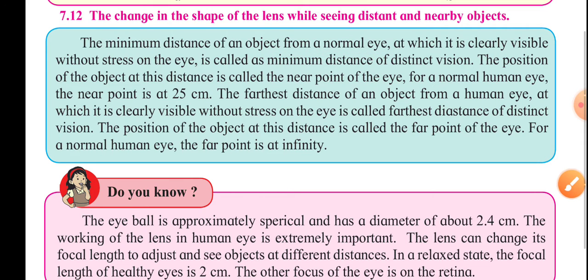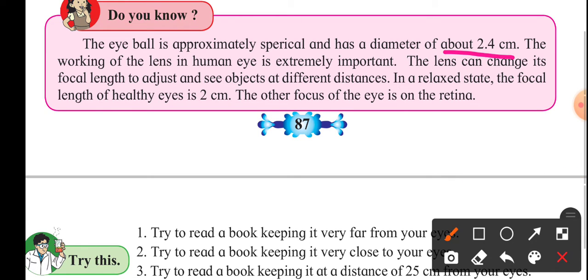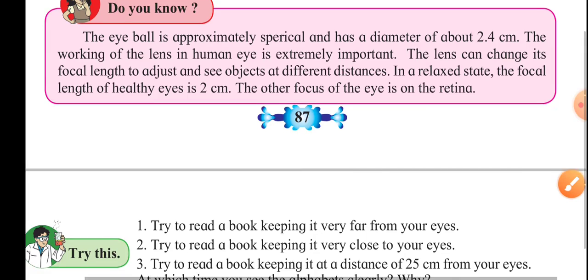Further, the eyeball is approximately spherical and has a diameter of about 2.4 centimeters. The working of the lens in the human eye is extremely important. The lens can change its focal length to adjust and see at different distances. In a relaxed state, the focal length of the healthy eye is 2 centimeters. The focus of the eye lens is on the retina.